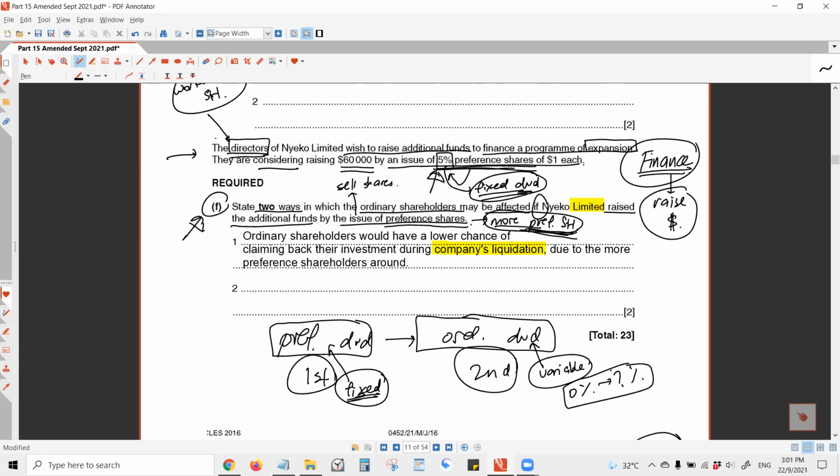Now let's write together. You may have an issue with writing such an answer in the exam, but if you have done enough questions, then you would know how to write. It's always the same thing to such a question. Now let's write together. Ordinary shareholders.